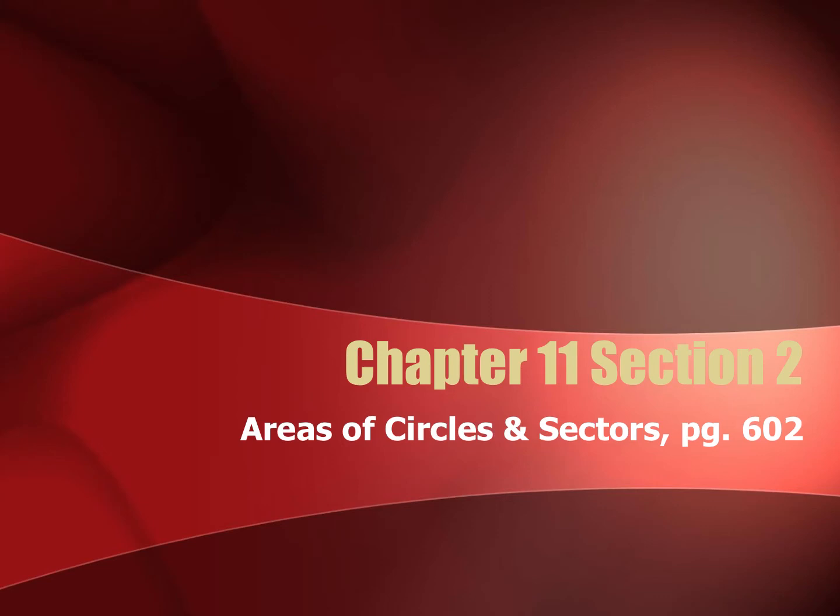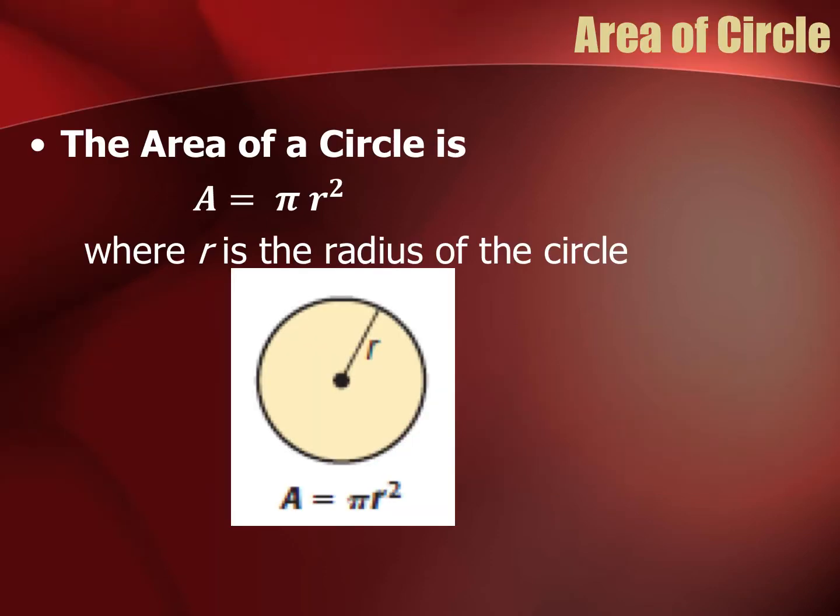So today we're going to cover section 2. Today we're going to talk about areas of circles and areas of sectors. So the first thing we're going to do is take a look at the formula for area of a circle. And that formula is pi times the radius squared. Again, where r in this formula represents the radius.